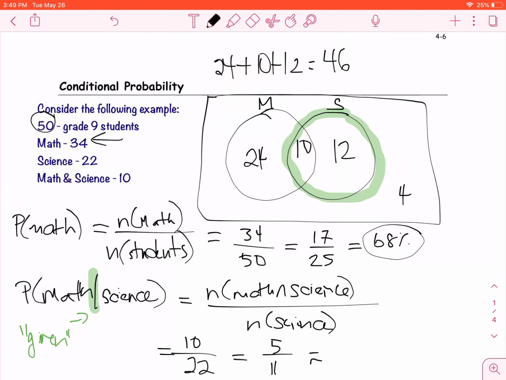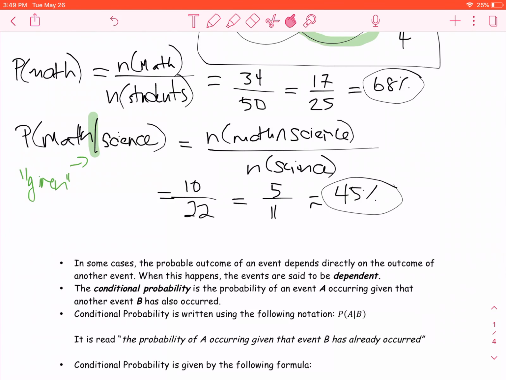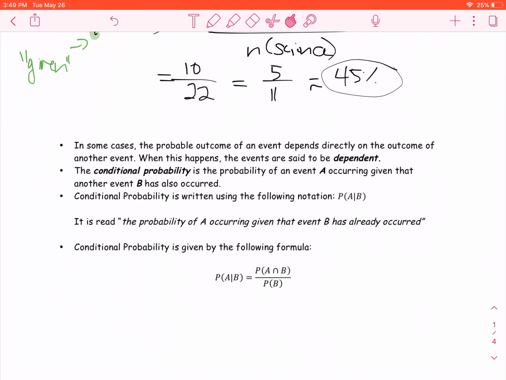Okay, so the new portion of what we're doing in today's lesson is looking at conditional probability. In some cases, the probable outcome of an event depends directly on the outcome of another event, like this example with the students who like math, given that they already like science. There is a relationship between the events because we are depending on the outcome of it. When this happens, the events are said to be dependent.